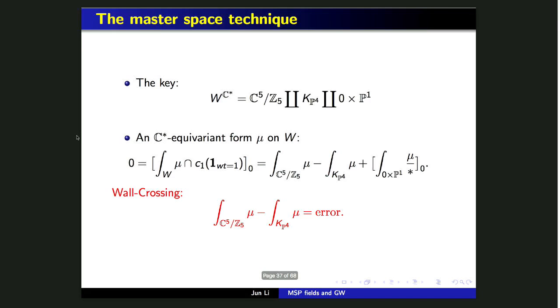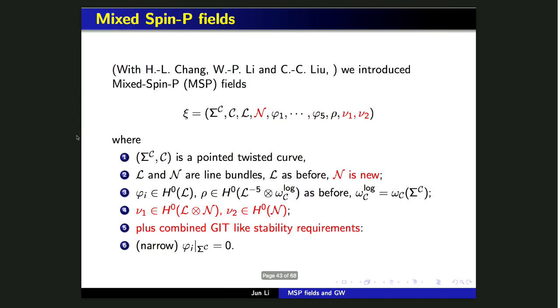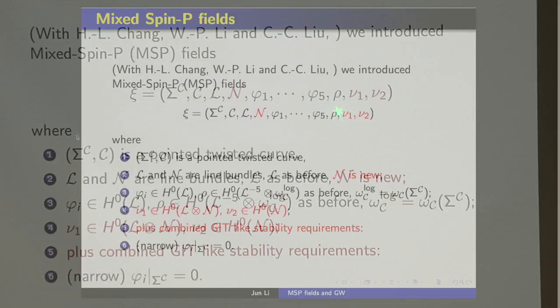Okay, so we're going to develop a theory which is target in the original. We have a C5, another C, now we have to add a P1. So anytime you add another copy behind, you just add fields.